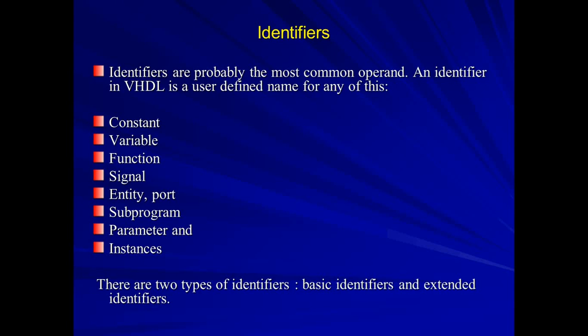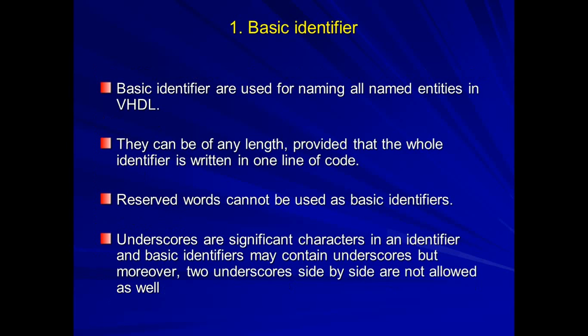Identifiers are probably the most common operand. An identifier in VHDL is nothing but a user defined name for anything like a constant, variable, function, signal, entity, port, subprogram, parameter, and instance. Means it is a user defined name for any one of these. Basically, there are two types of identifier: basic identifier and extended identifier.